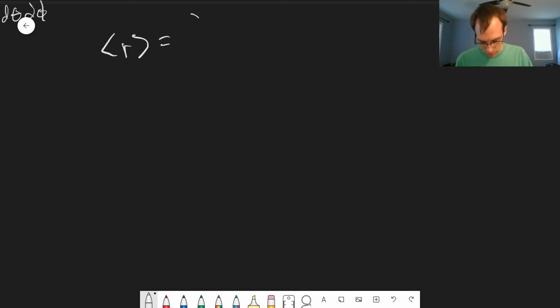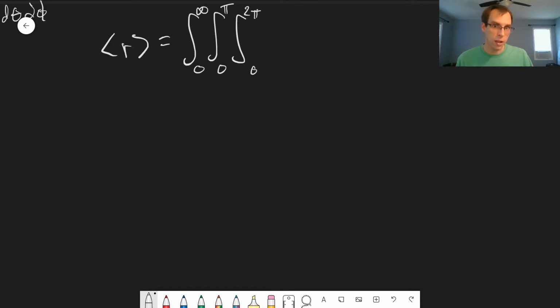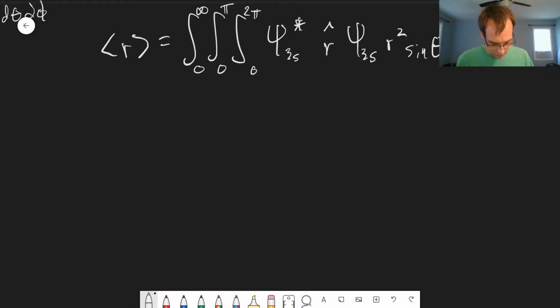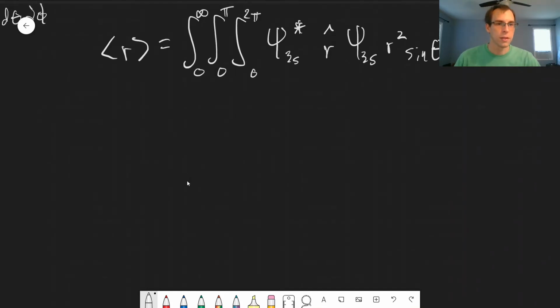We can say, well, it'll be equal to an integral, it'll be a triple integral over all space. So in this case, that's 0 to infinity, 0 to pi radians, and 0 to 2 pi radians. And then we can pick whatever wave function we're considering. So this could be the wave function for a 3s orbital, complex conjugate, I said absolute value, meant complex conjugate. We would use the r operator, then the wave function for a 3s orbital, and then we have r squared sine theta, dr, d theta, d phi. Let me move this so you can actually see what I wrote. There you go.